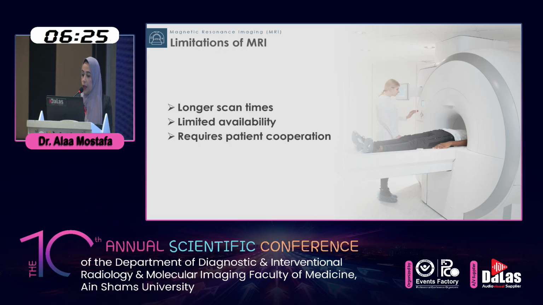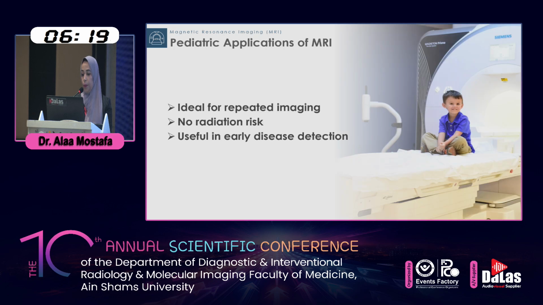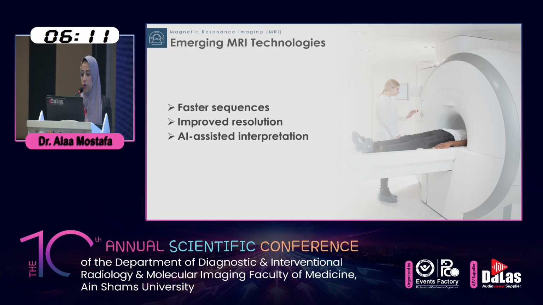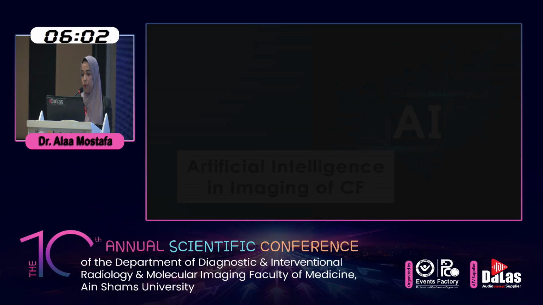MRI has longer scan times and limited availability. It also requires patient cooperation, which can be very challenging in younger children. MRI is ideal for children due to its safety profile. It's useful for early detection and repeated imaging without radiation concerns. New MRI sequences are faster and more detailed. AI-assisted interpretation is also improving diagnostic accuracy.